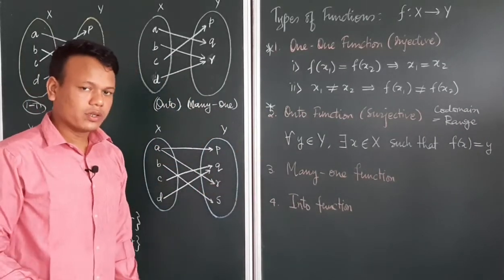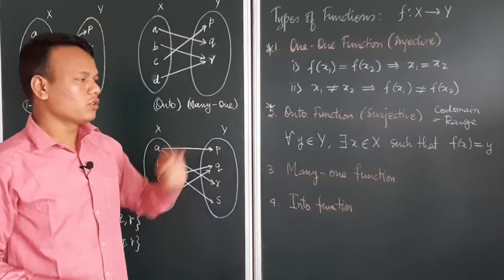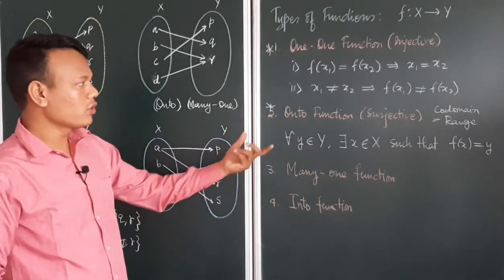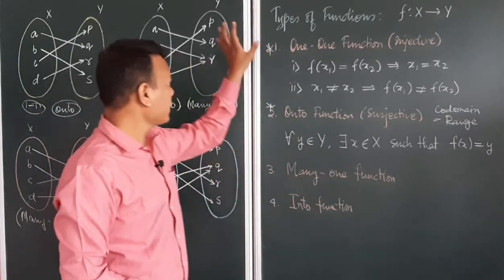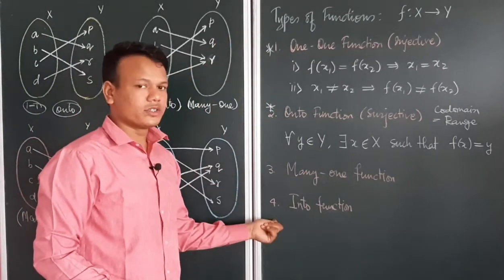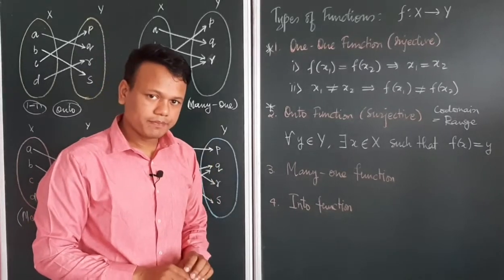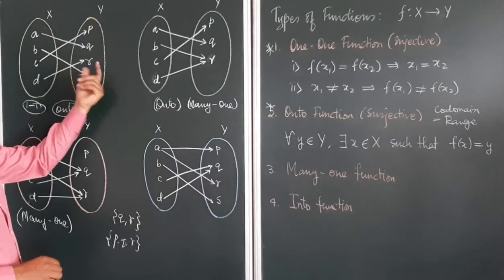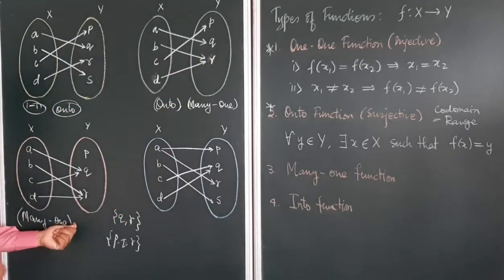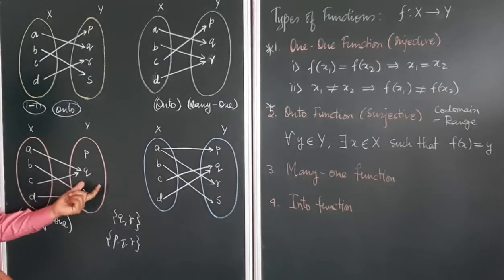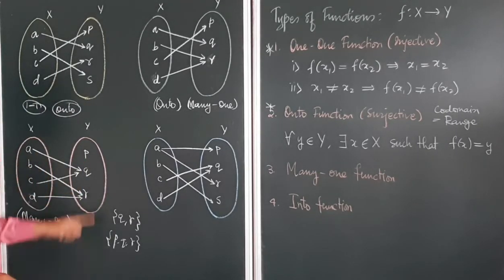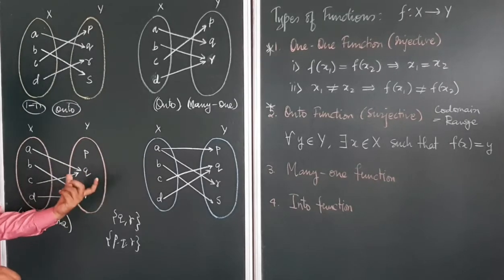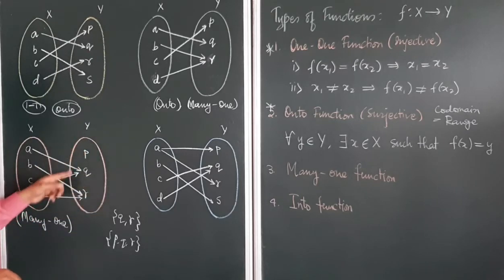Now in into function, it's just going to be the opposite of onto function. In onto function, all the elements are mapped from the second set, isn't it? But in into function, all the elements will not get mapped. For example, here all the elements are mapped, so this is onto, this is also onto. But here this is a function, we know that, but P is not mapped. One element is left out from the second set, so this kind of function is known as into function, where not all the elements from the second set are mapped.